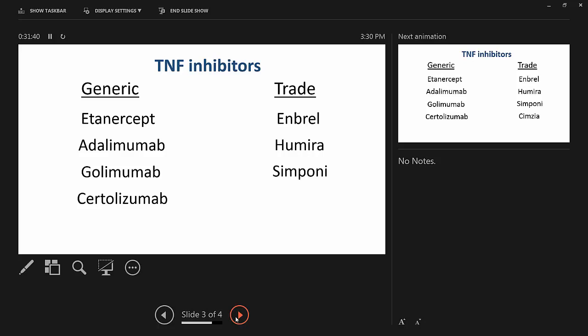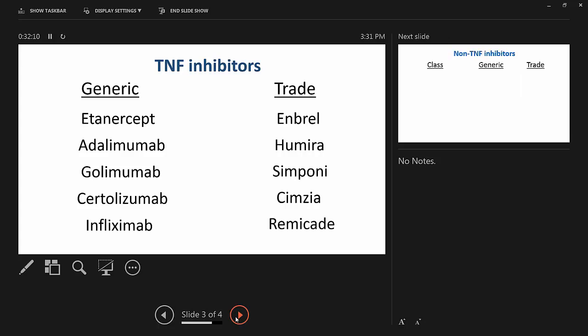Certolizumab. Certolizumab. Cimzia. Cimzia. Infliximab. Infliximab. Remicade. Remicade.